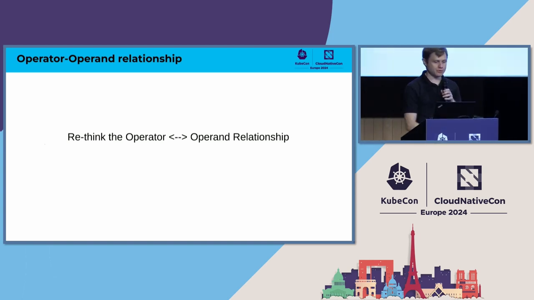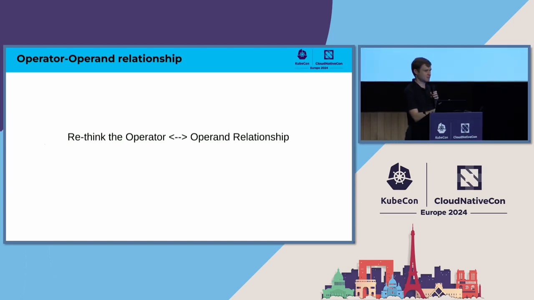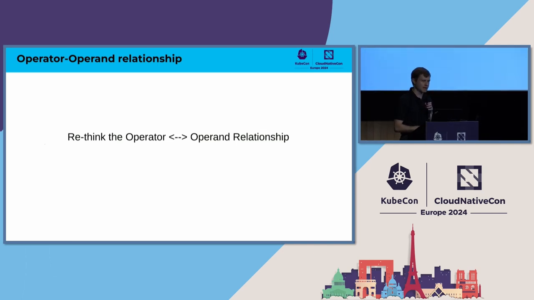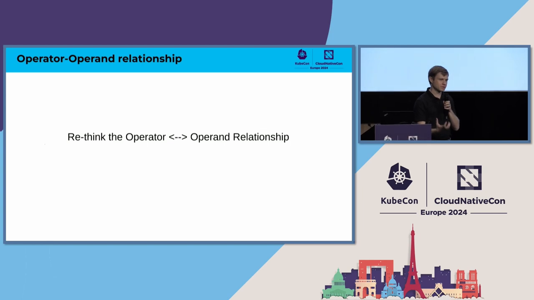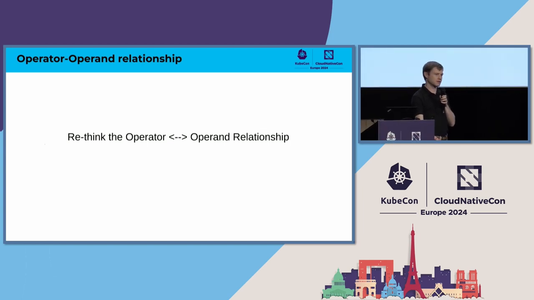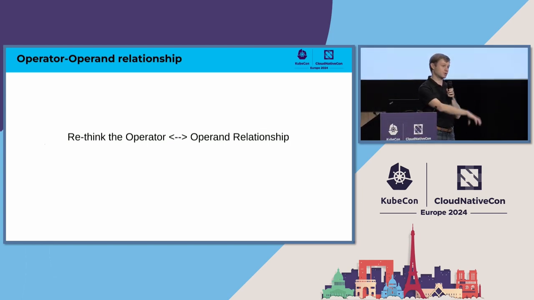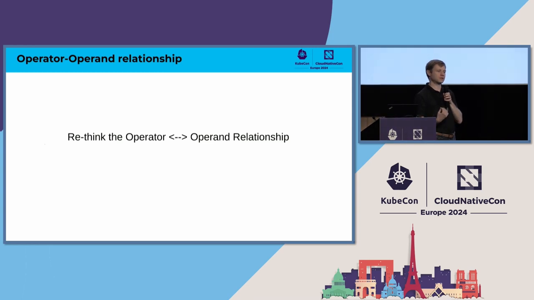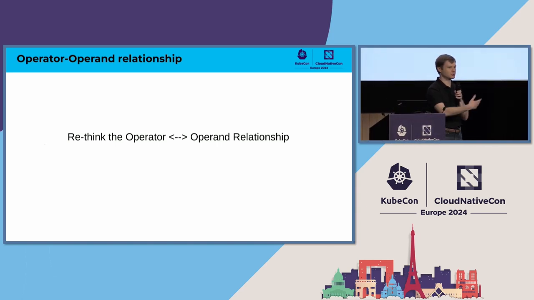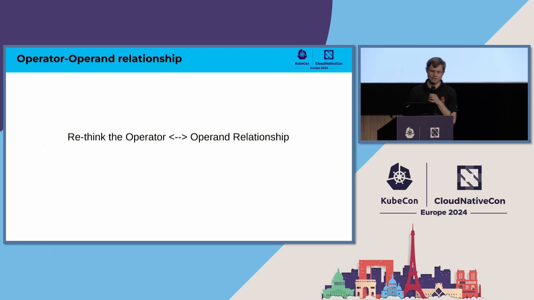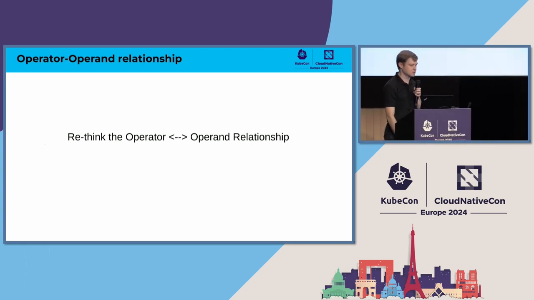So now we're going to rethink the relationship between the operator and the operand. If you're not familiar with that terminology, that's a shorthand way of describing it: the operand is the application, the workload, the thing you're really trying to run in production to solve a business problem. The operator is the extension of you. It's modeled after a human operator, but automating that person's job to reconcile and solve problems dynamically and in response to events in a cluster, right?